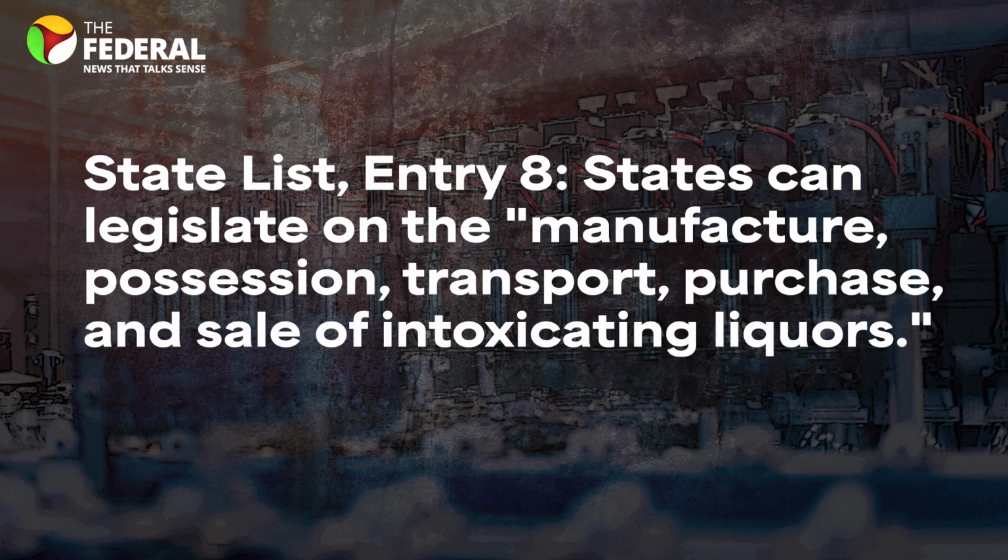Meanwhile, entry 8 in the state list under the 7th schedule of the Constitution gives states the power to legislate on the manufacture, possession, transport, purchase and sales of intoxicating liquors. This creates another overlap in authority.